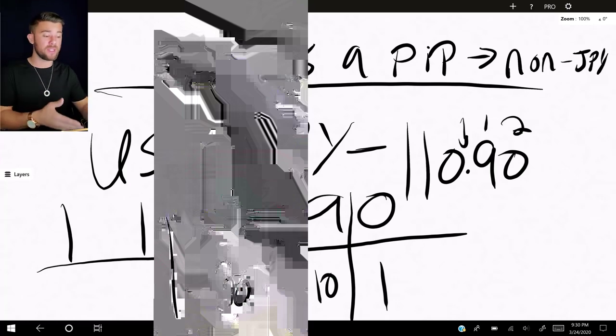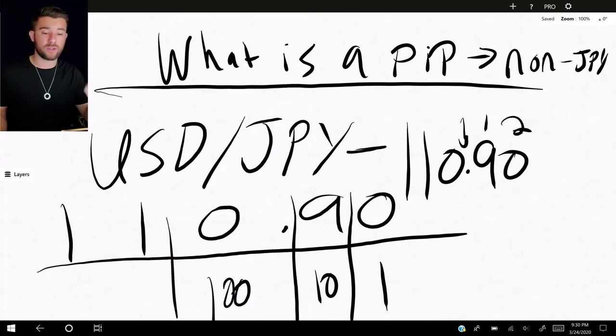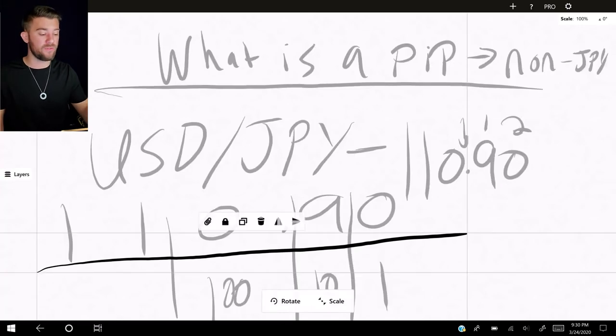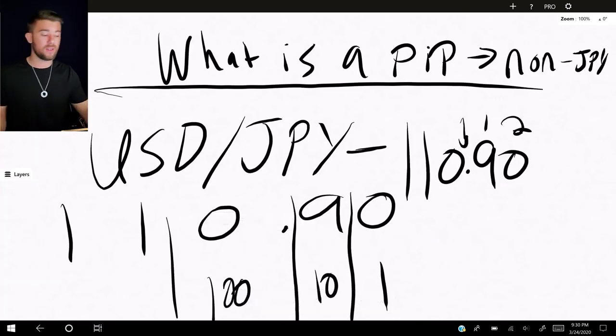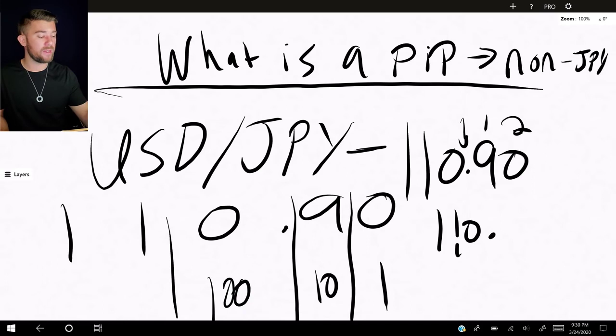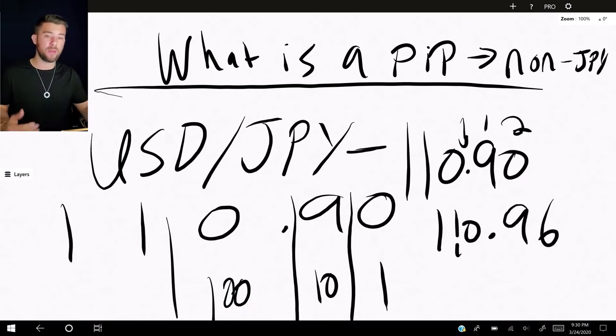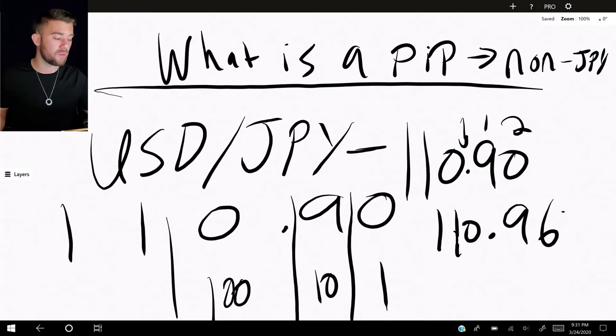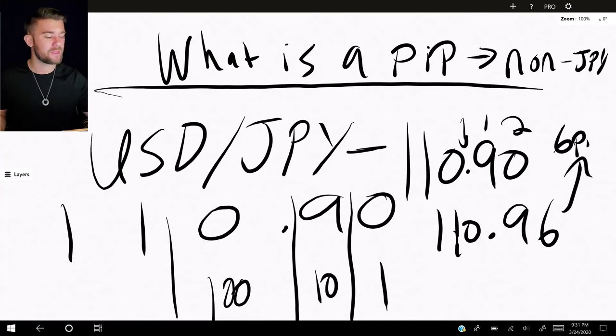Okay? So with this in place, let's go ahead and ask ourselves a very familiar question for this video, which is, if this market moved from 110.90 to 110.96, how many pips did it go up? If the market moved this amount, how many pips is that this market just rose? Well, if we look at the ones, it goes from 0 to 6. Therefore, this market would have risen, or rose, not sure which one to use there, by 6 pips.